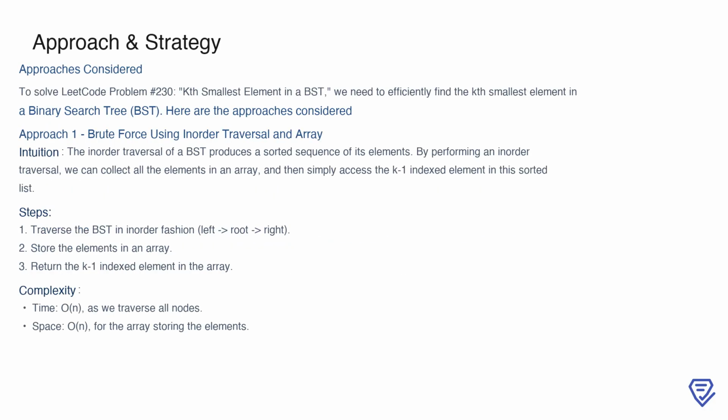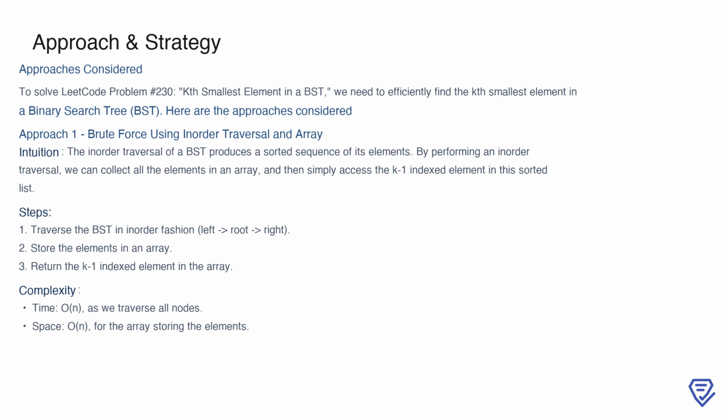To solve the problem of finding the kth smallest element in a binary search tree, we need to consider approaches that leverage the properties of a BST efficiently. One straightforward method is the brute force approach using an in-order traversal. The intuition here is that an in-order traversal of a BST naturally produces a sorted sequence of its elements. By performing the traversal, we can collect all the values in an array.